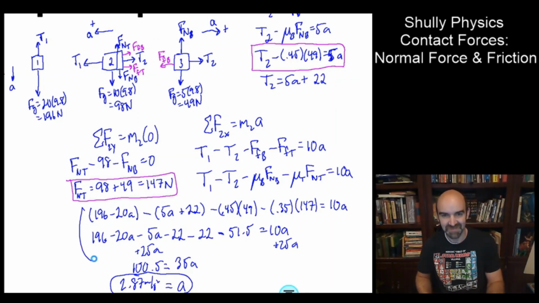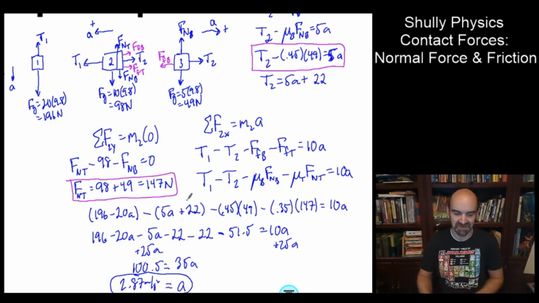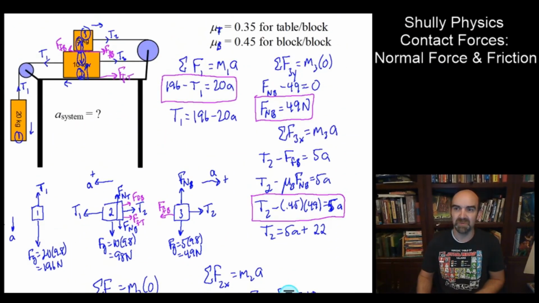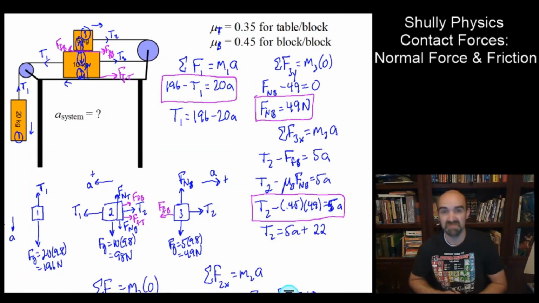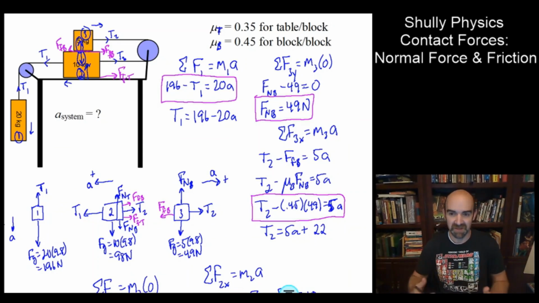But it's good to come up with that final answer there: 2.87 meters per second squared. This is a number that you're going to remember in 50 years. Not really. But anyway, I just wanted to show you that even though you might have a complicated system, the work isn't complicated. It might be bloated, but not complicated. And I hope this is helpful to you in your studies of friction.